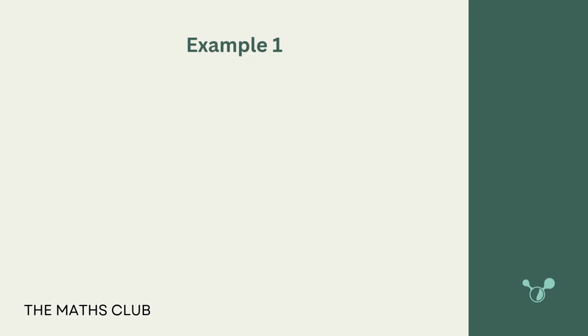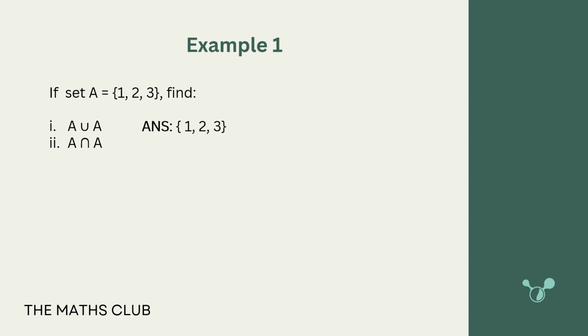Let's see some examples that will just bring it home. This one says, if set A is equal to {1, 2, 3}, we should find A union A and A intersection A. I already know from the idempotent law that A union A is going to give me A and A intersection A is going to give me A. You can try it out. So the answer here is going to be {1, 2, 3}, and the answer here is going to be {1, 2, 3}. So I could say from the law of idempotency, A union A is equal to A and A intersection A is equal to A.